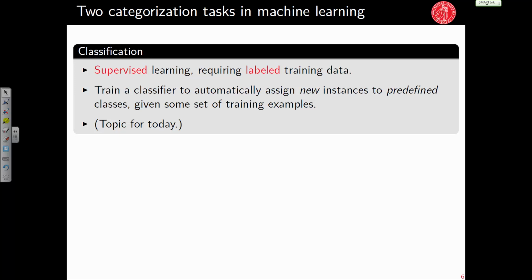Our aim in classification is to train a classifier to automatically assign new instances to predefined classes, given some set of training examples. So what does that really mean?